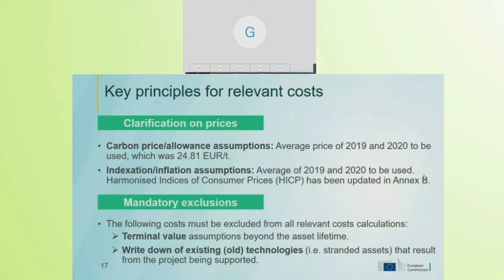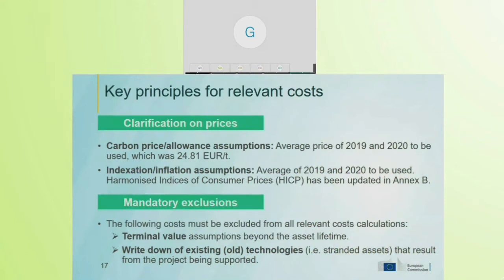And the indexation and inflation assumptions, we had a couple of questions this morning on this. The average indexation of the prices to be used are those of 2019 and 2020. You will see this in table 4.2, I think it is, in Annex B of the guidance. Now, it's important in our calculation that project finance norms are adhered to in terms of terminal value.